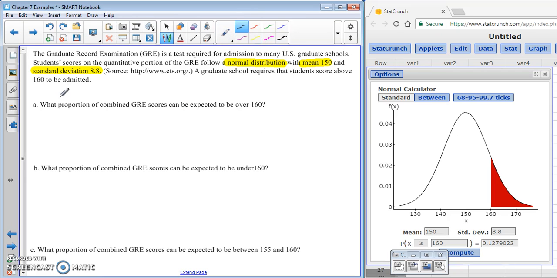So let's write down the important information. We have a mean of 150 and a standard deviation of 8.8. We want to know what proportion of combined GRE scores can be expected to be over 160. So we're looking for the probability that X is greater than 160.